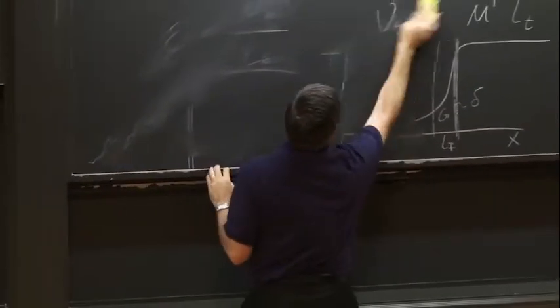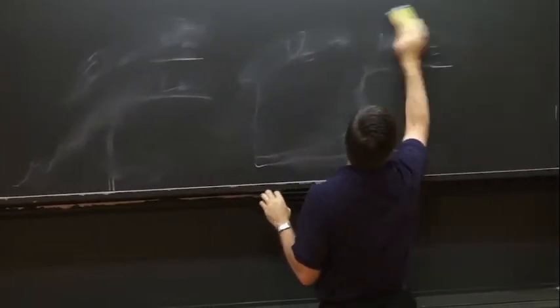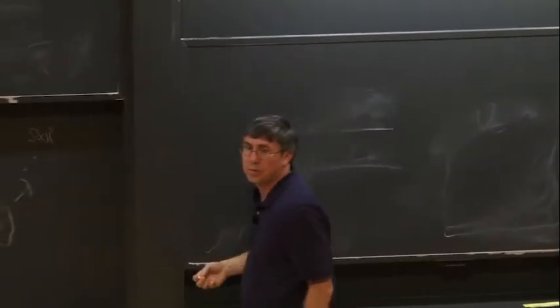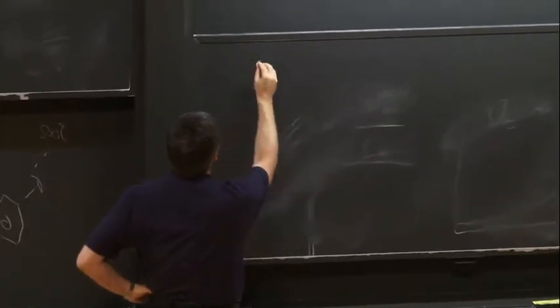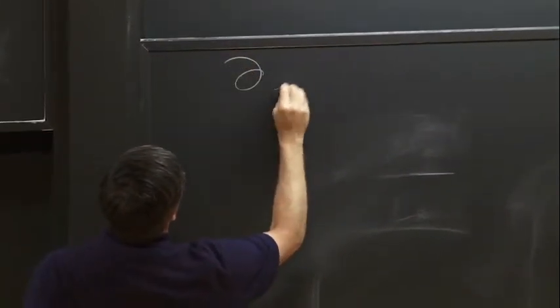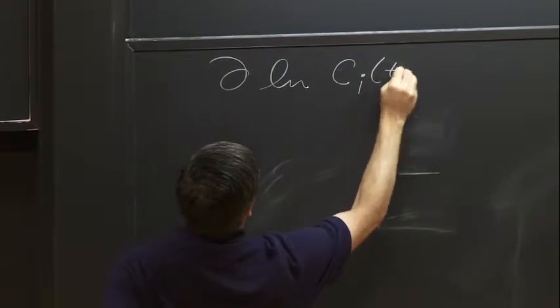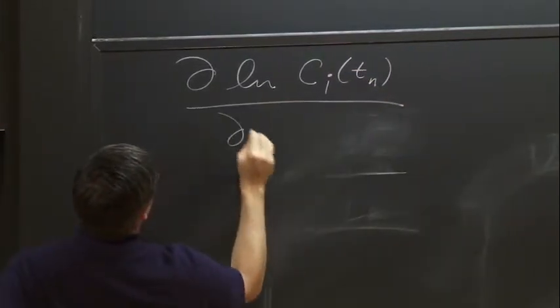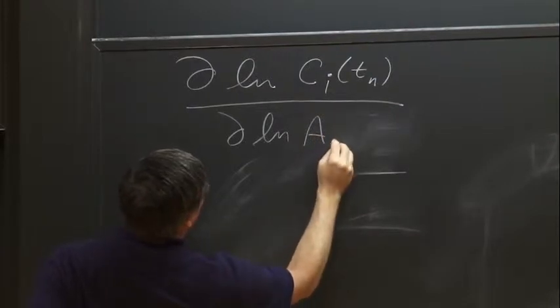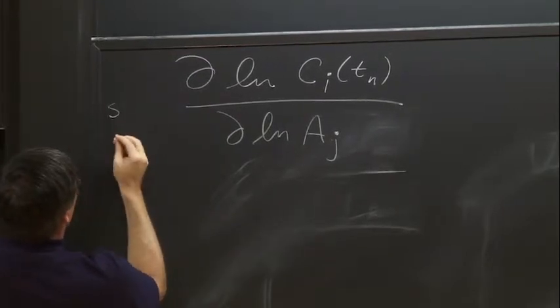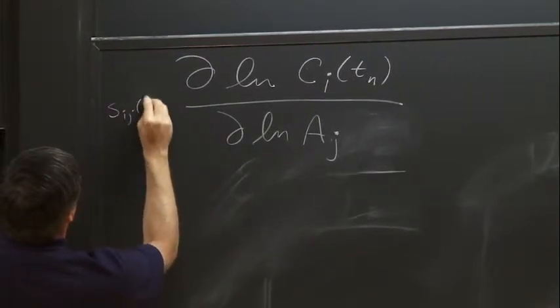So this leads to a whole discussion about what sensitivities are. And what we usually do in kinetics are the first order sensitivities. What we do is we compute the coefficients d logarithm of the concentration of species i at time tn, over d logarithm of the A factor of reaction j. These numbers are called the normalized sensitivity coefficients, S_ij of tn.